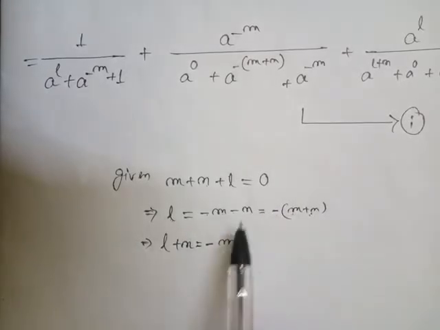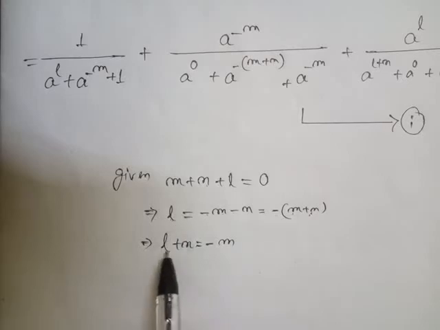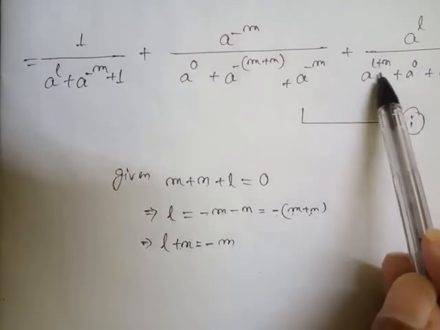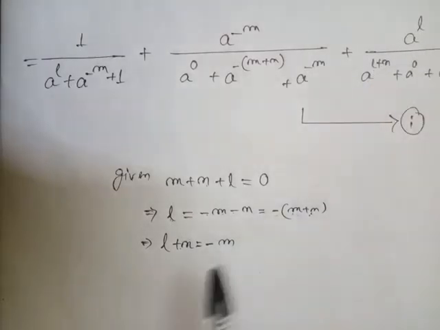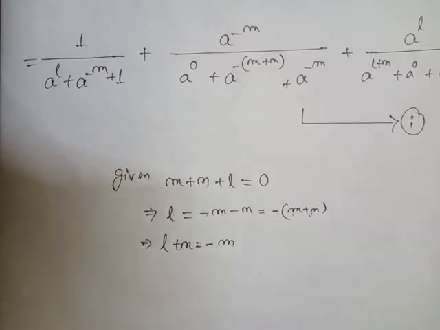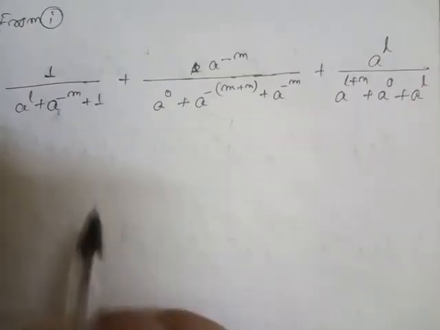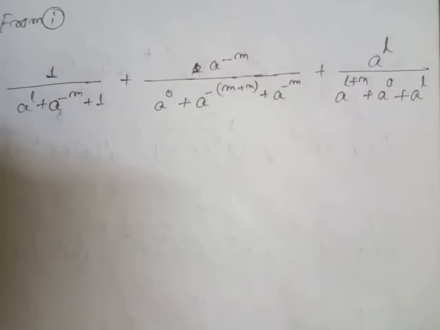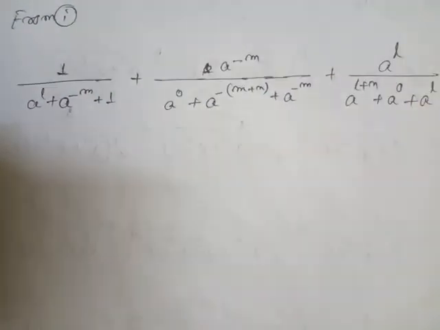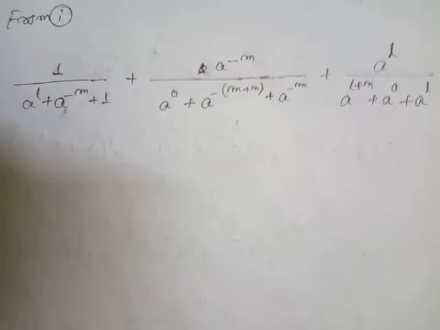And one more thing, if I take only n on this side, it becomes L plus n, and minus m will be here. So look here, in place of L plus n I can use minus m. So now I'm going to apply this condition into equation number 1. Look student, I have just written equation number 1. Before applying the condition here, I will make some changes.